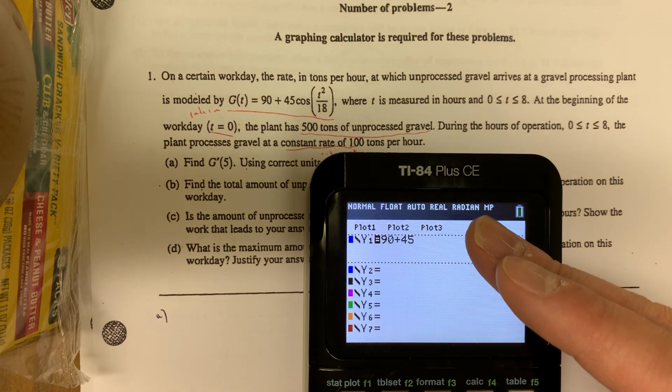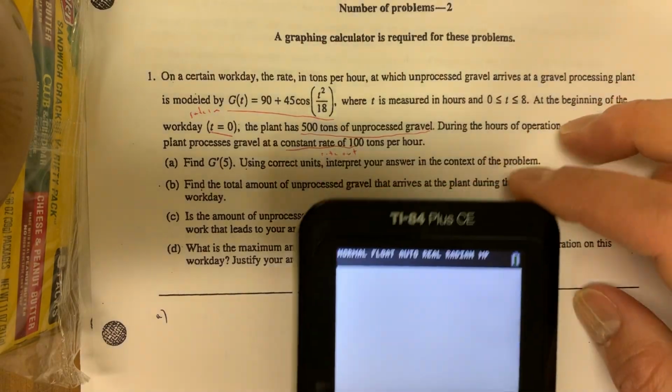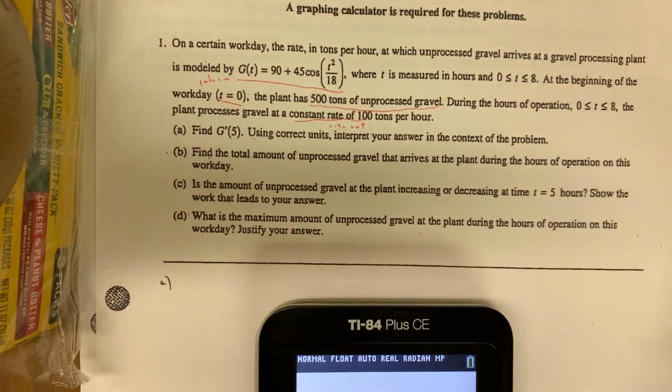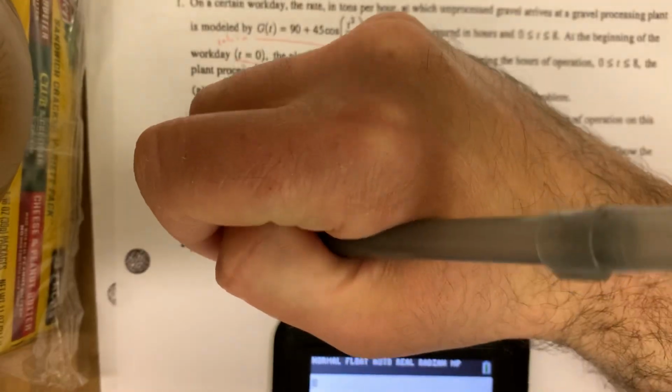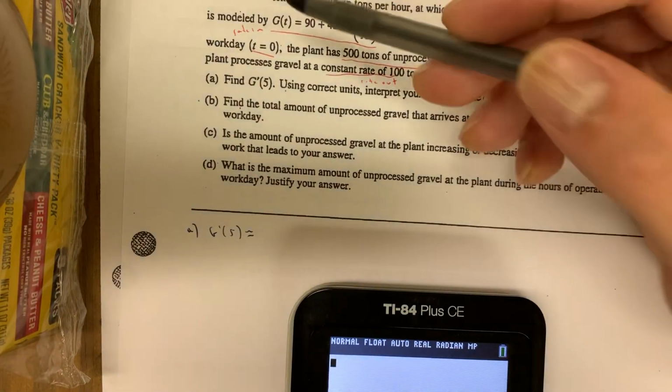So G of t, and now G prime of 5 is approximately, we want to take the derivative of G of t.